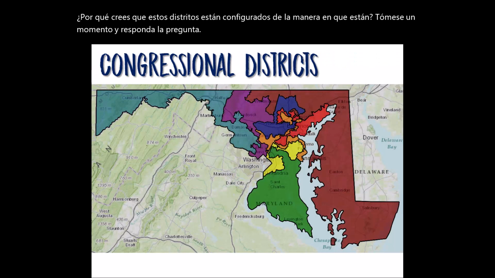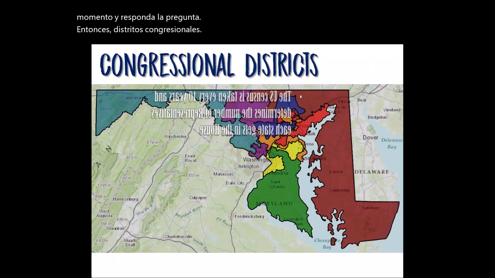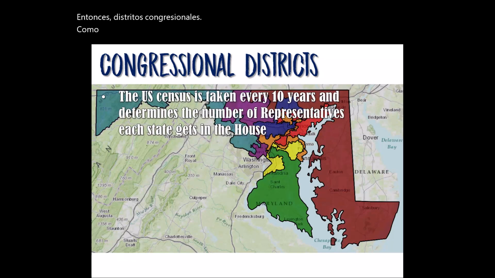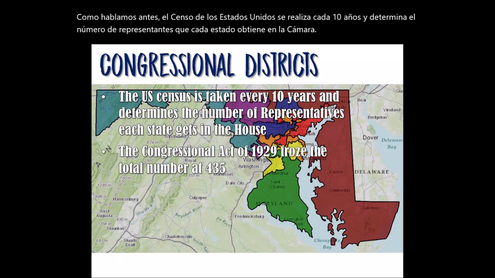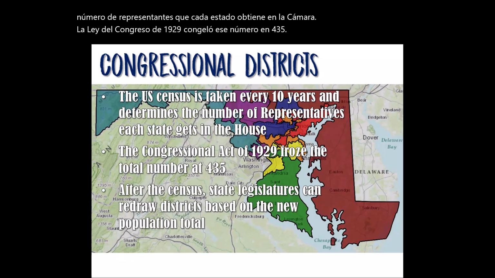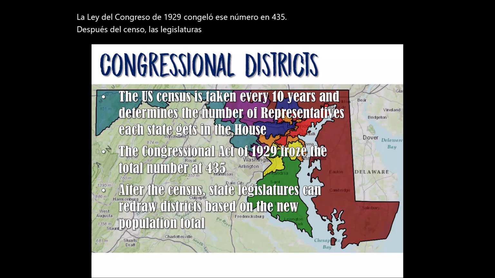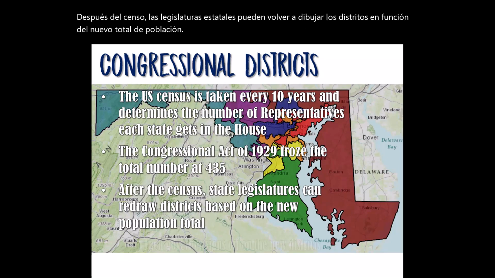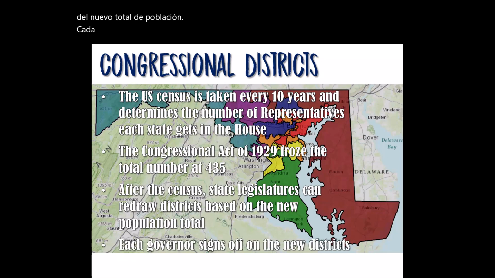So, congressional districts. As we talked about before, the U.S. Census is taken every 10 years and determines the number of representatives each state gets in the House. The Congressional Act of 1929 froze that number at 435. After the census, state legislatures can redraw districts based on new population totals. And finally, each governor signs off on the new districts.